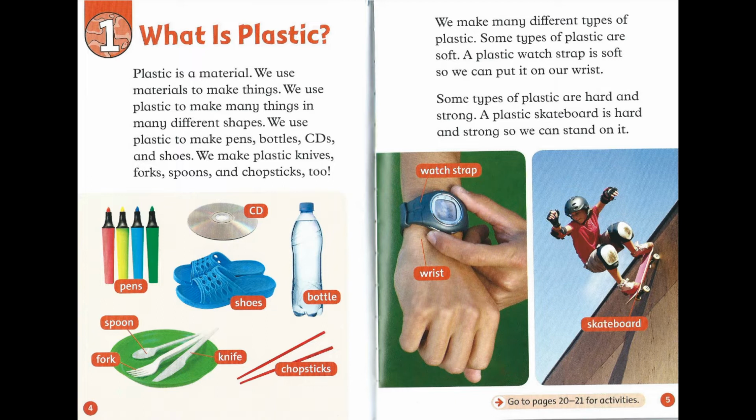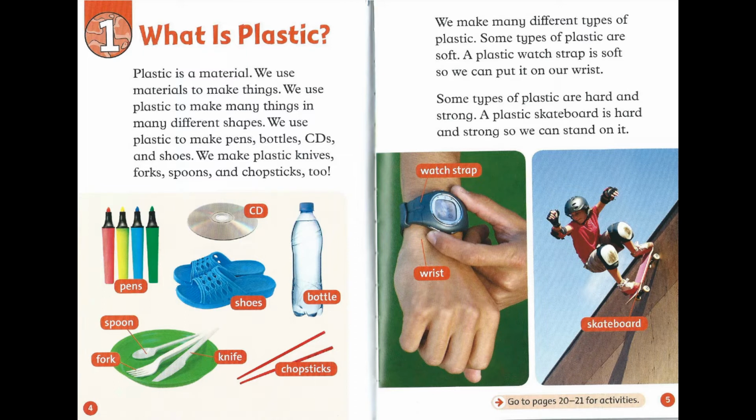We make many different types of plastic. Some types of plastic are soft. A plastic watch strap is soft, so we can put it on our wrist. Some types of plastic are hard and strong. A plastic skateboard is hard and strong, so we can stand on it.